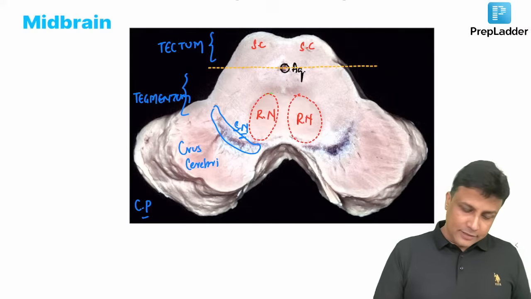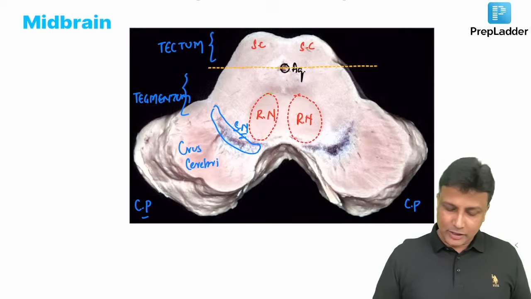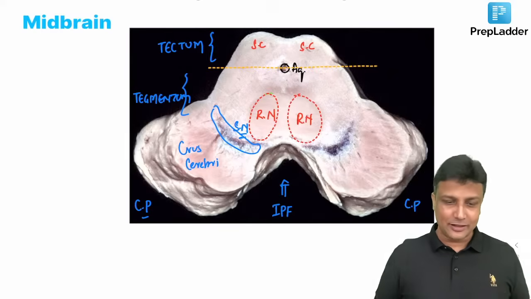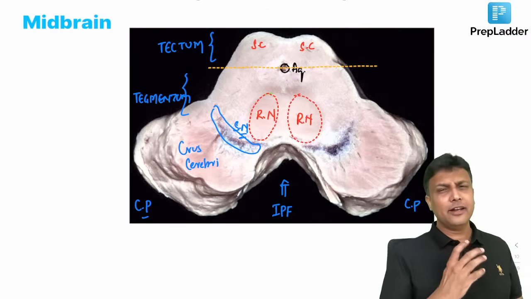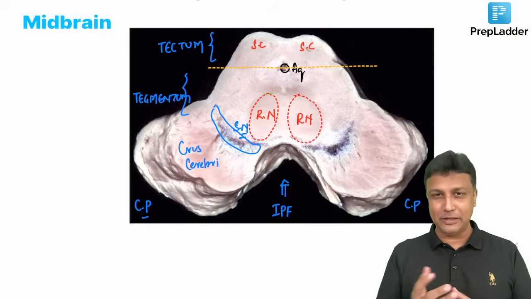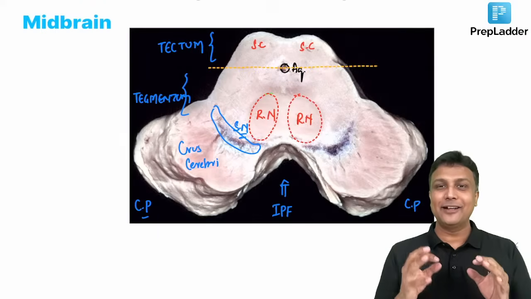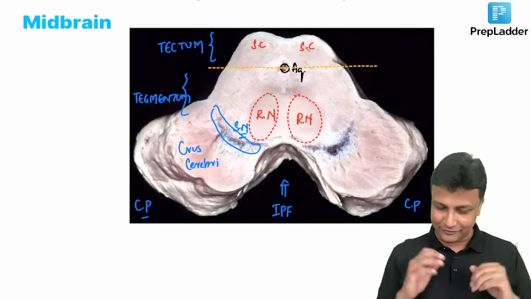Now if there is a cerebral peduncle on one side here, there will be a cerebral peduncle on the other side here. Between the two cerebral peduncles, there will be a depression here. This depression is referred to as the interpeduncular fossa. The name is very simple: inter, in between the two peduncles. Okay, I hope this is crystal clear, my dear friends.